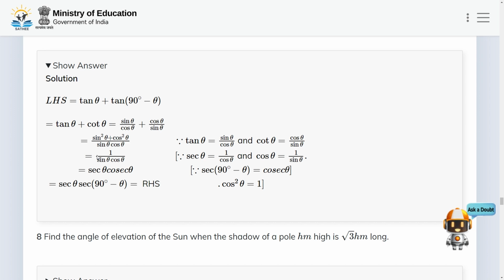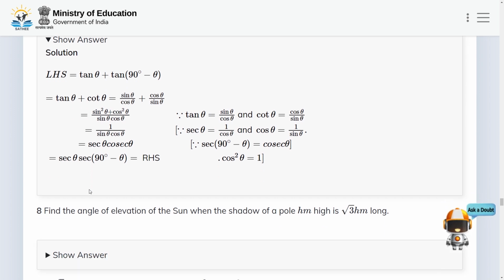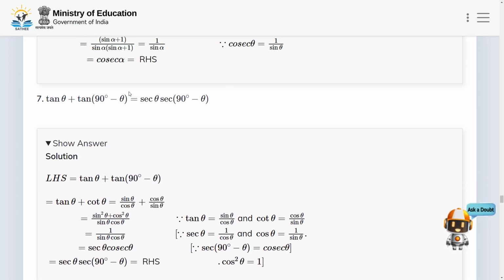So therefore this is equal to 1 by sin theta into cos theta. We know cosec theta is equal to 1 by sin theta, and we know sec theta is equal to 1 by cos theta, so therefore this is equal to sec theta into cosec theta. So it implies this is equal to sec theta into sec (90 degree minus theta), since sec (90 degree minus theta) is equal to cosec theta. So this is actually our right hand side. So the left hand side is equal to the right hand side, hence proved.